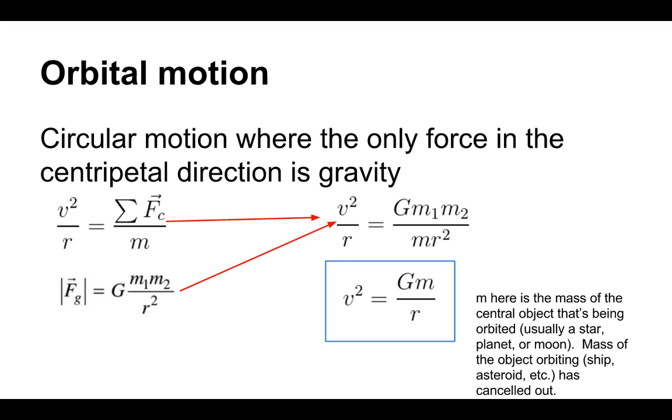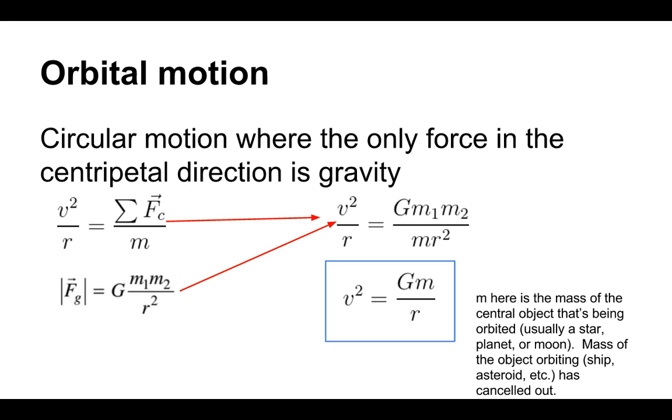So the thing that's at the center, if we have a satellite orbiting the Earth, the mass in that equation is the mass of the Earth. If we're talking about a planet orbiting the Sun, the mass in that equation is the mass of the Sun. It's the central object that determines orbital motion, not the mass of the object that's going around. That's completely inconsequential. All objects, regardless of mass, would orbit the same way given the same distance away from that center object.